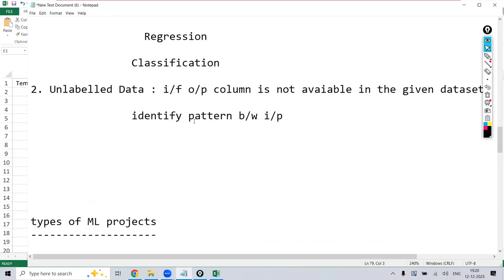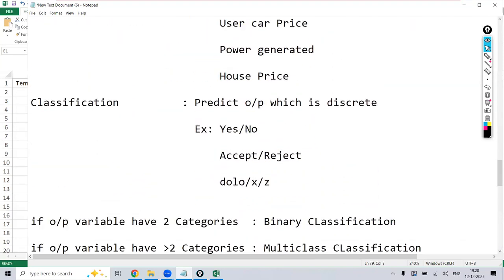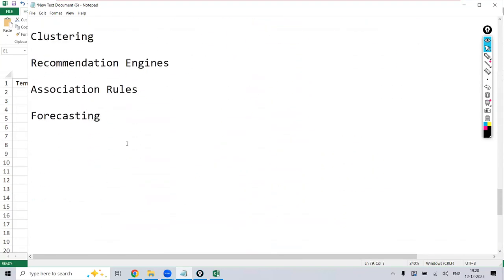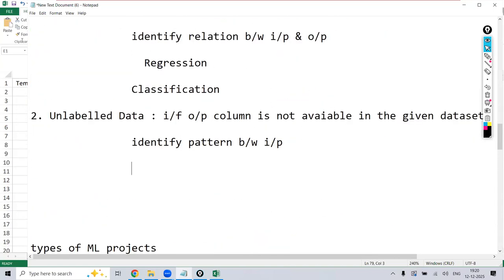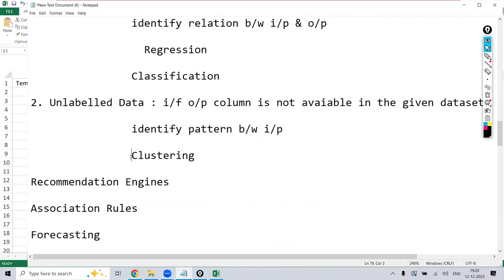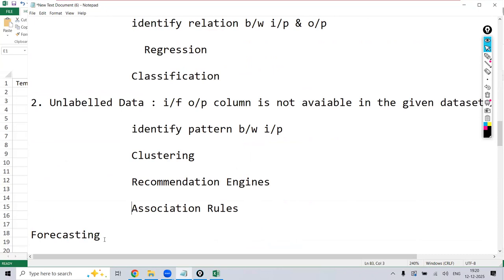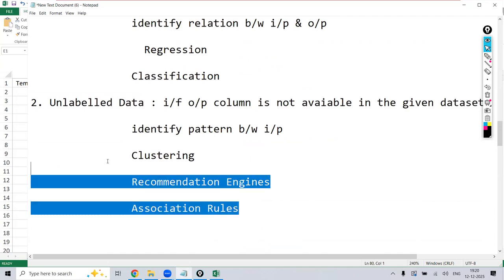Next, now identify the pattern. Here, when there is no output variable, we are identifying the pattern. So when you are identifying the pattern, these are the projects which will be applicable when there is no output variable. Not 4, 3. These 3 different things we are going to apply: clustering, recommendation engines, and association rules. For these 3, there is no output variable.